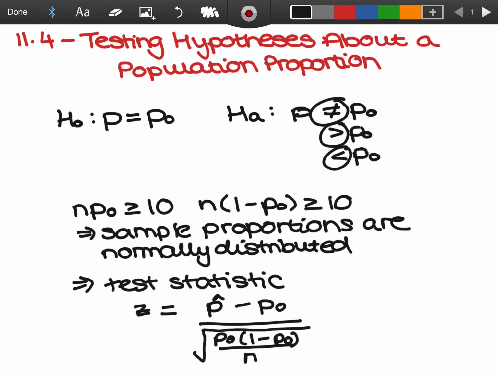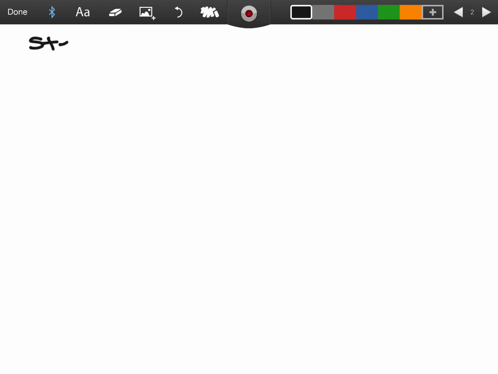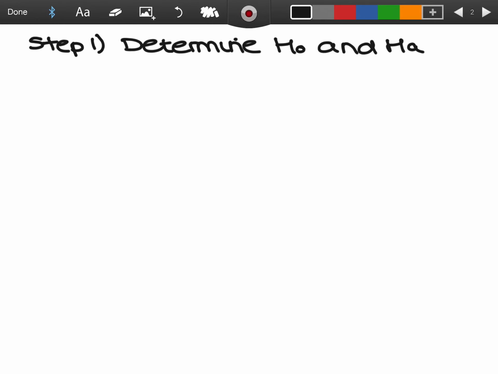So the first thing that you do, step 1, is you're going to determine the null and alternative hypotheses. Whenever you do your null and alternative hypotheses, always remember that your null hypothesis always suggests equality. So it's always suggesting that your population proportion equals the thing that you initially thought it was. And then based on what they say in the question, we'll determine what the alternative hypothesis is. So is it not equal to what you initially thought it was? Is it greater than or less than?